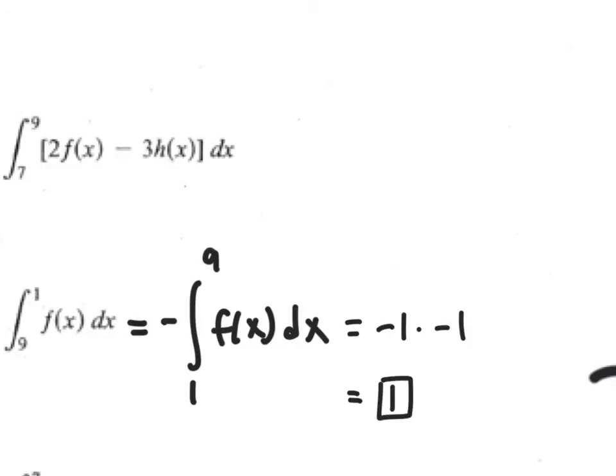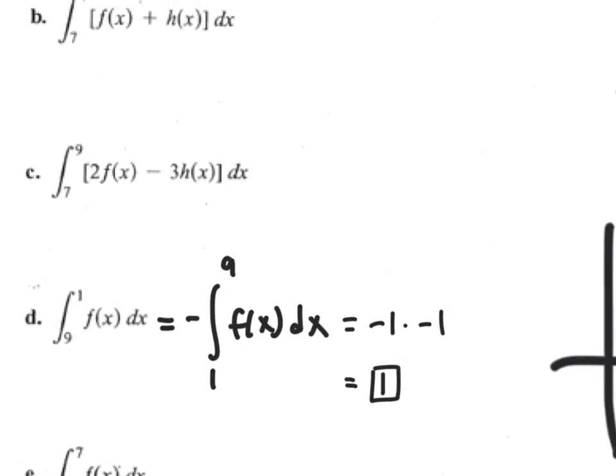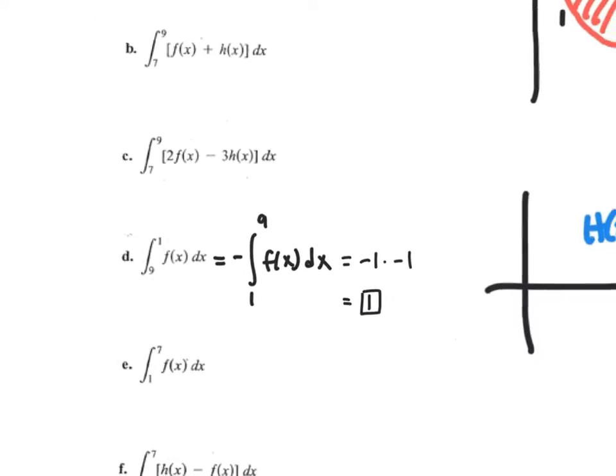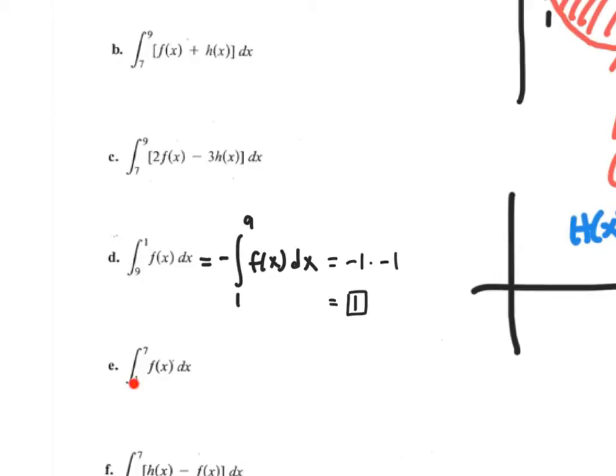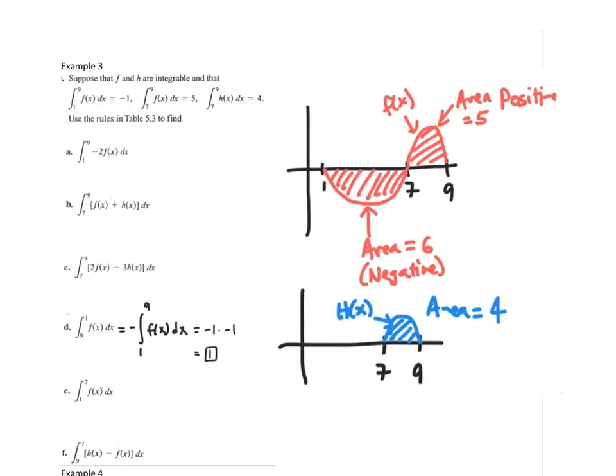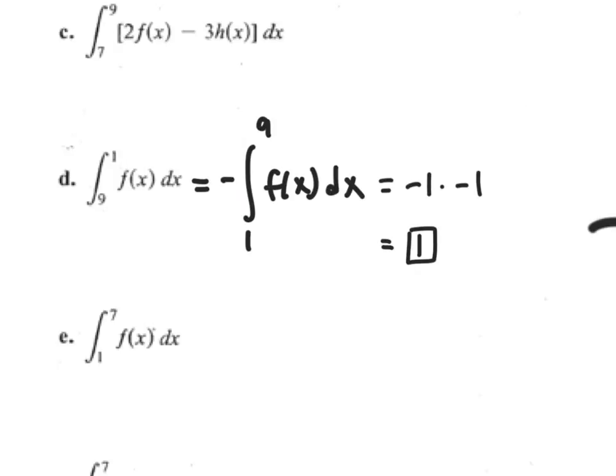And you'll have a lot of problems that you'll have to do this for. So part E asks us for the integral from 1 to 7. One of the reasons why I draw this picture is so that we can evaluate the rest of the integrals. I know that the integral from 1 to 7, when we drew this, gives us a value of negative 6. So I'm going to put that in there, that this gives me negative 6.